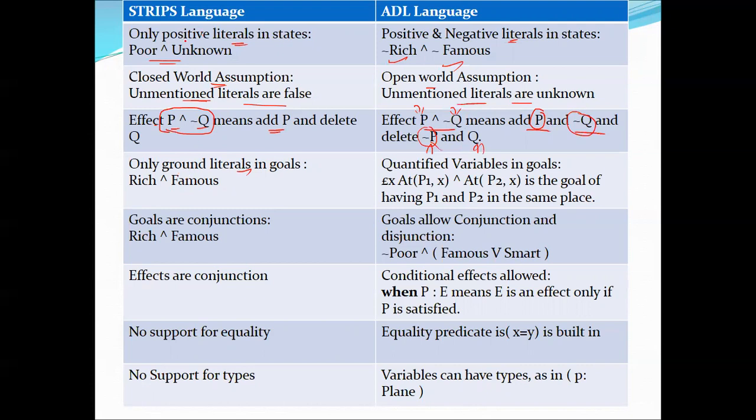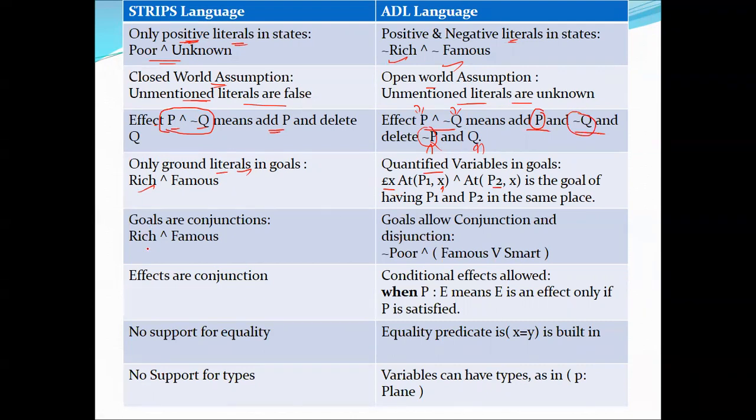So these are positive literals. First rule is positive literals. This is ground. You cannot include any variable in STRIPS, whereas ADL can include variables. It can also include quantifiers. There exists x such that at(p1, x) and at(p2, x). Like that it can include variables, and also it can include quantifiers.